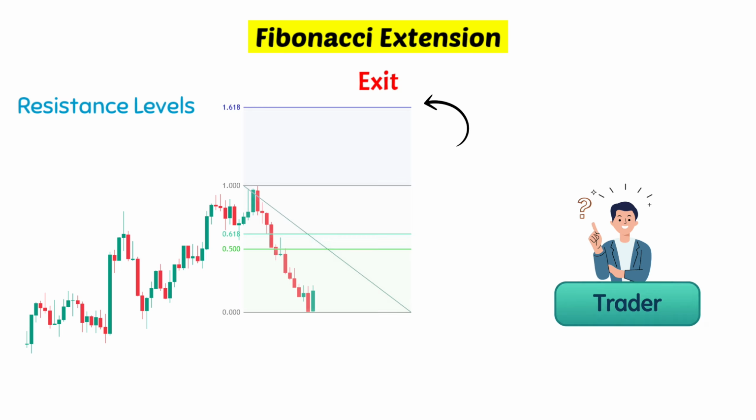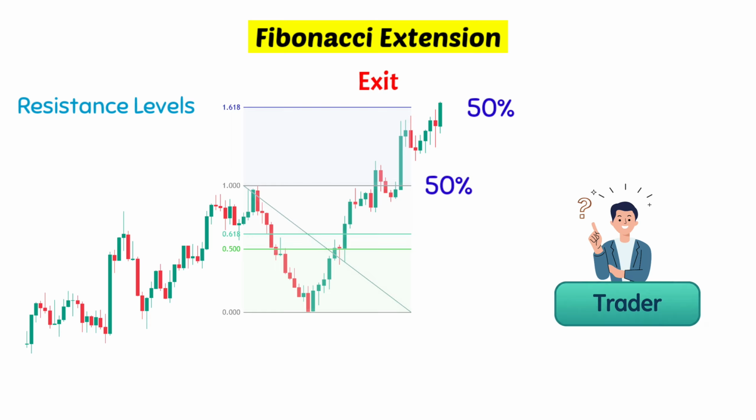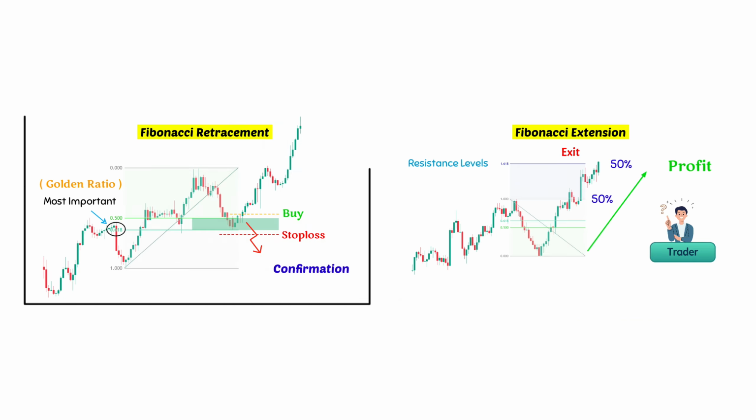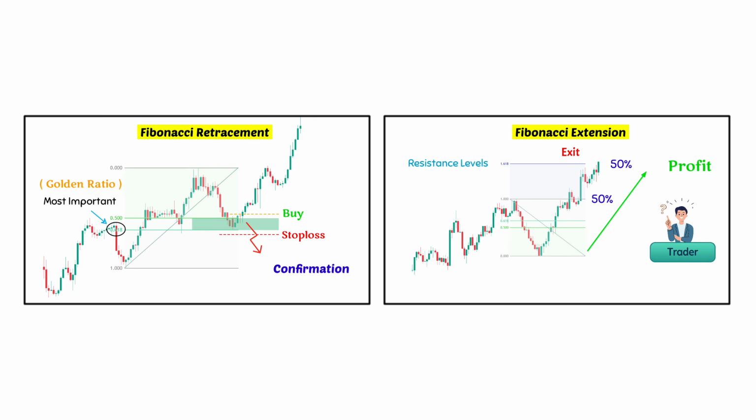However, many traders choose to book partial profits at the previous swing high. A smart approach is to take 50% profit at the previous swing high and let the remaining 50% run toward the 1.618 extension level. This way, you secure profits while still giving your trade the opportunity to capture a larger move. Now you understand how Fibonacci retracement can help you plan your entries and how Fibonacci extension can help you manage your exits.